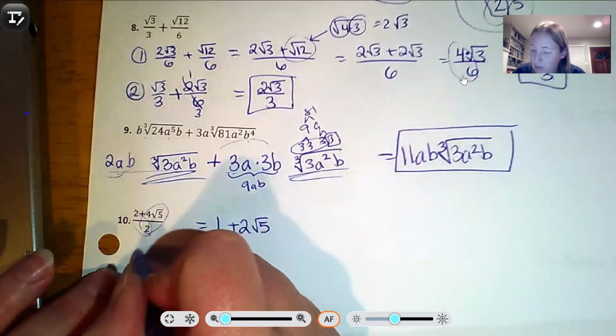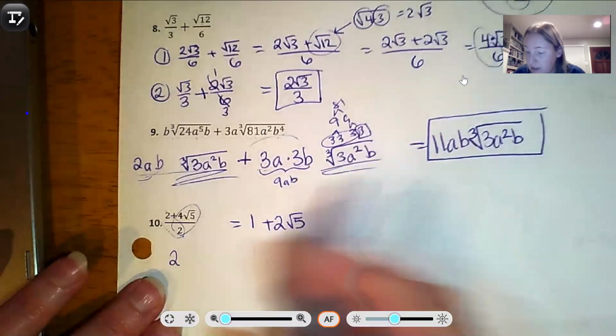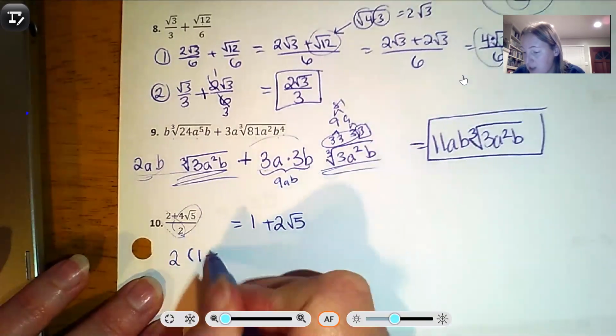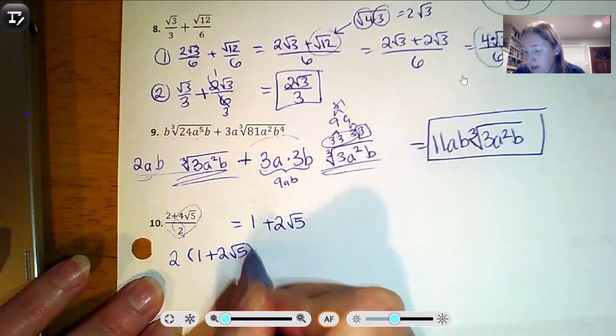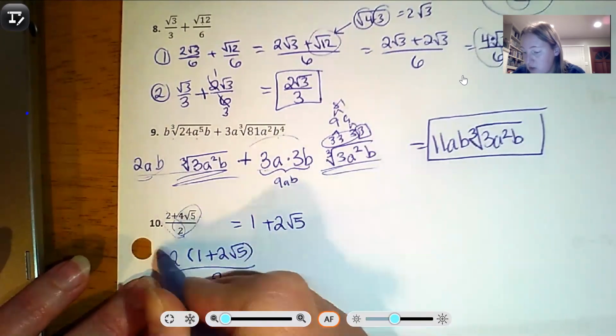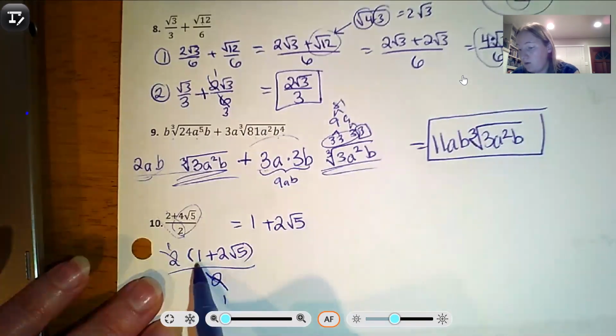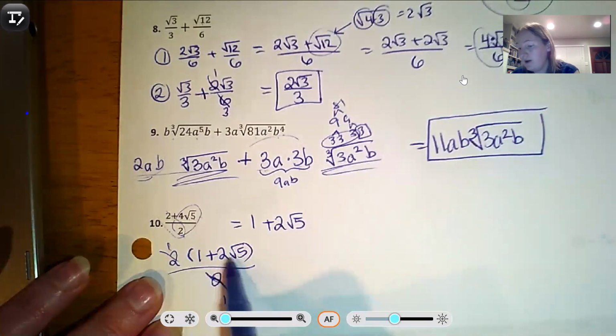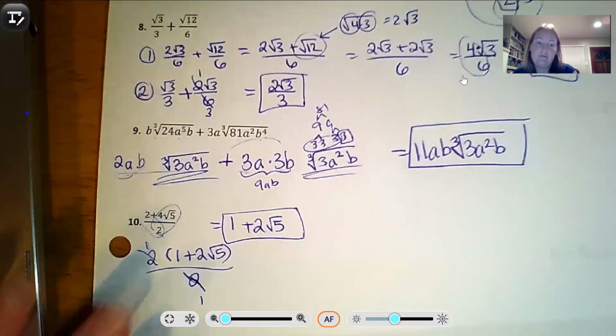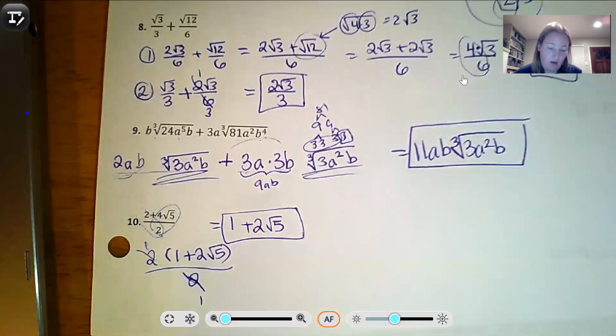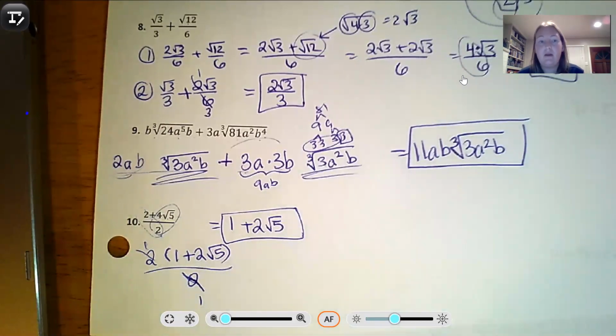Alternatively, you can do it kind of like we were doing in the last chapter, where you factor to see if you can simplify a fraction. I can factor out a 2, and then these 2's would reduce. And so you'd end up with 1 plus 2 root 5. And that is it for 7.4.